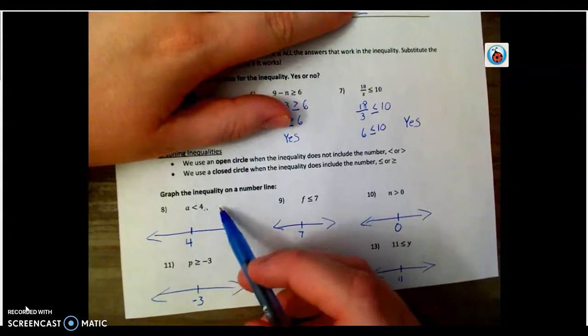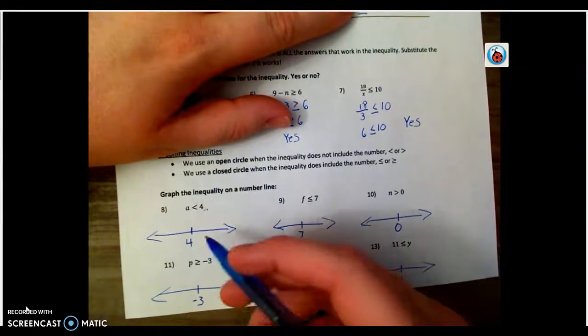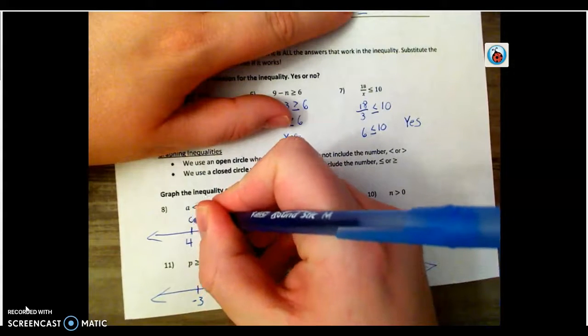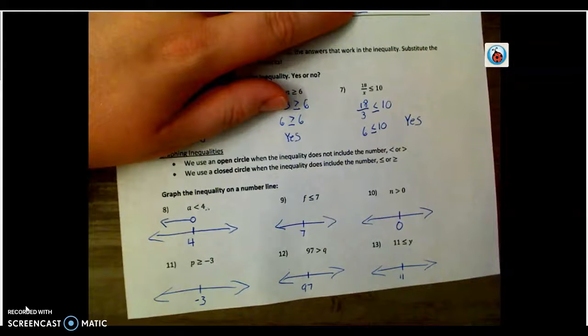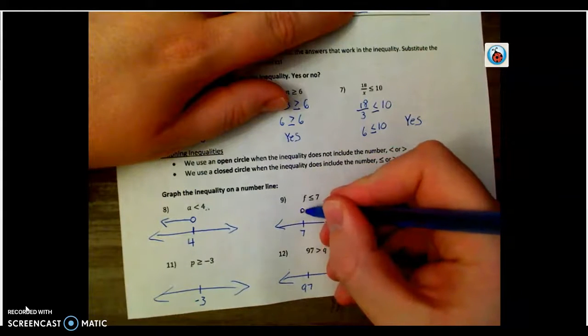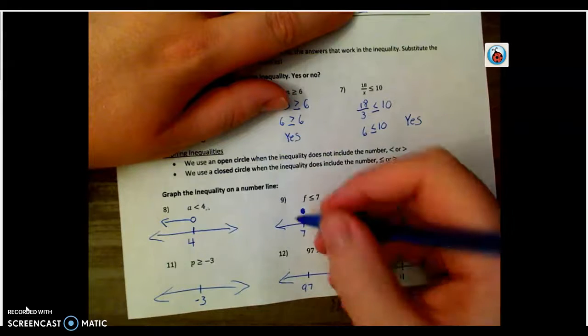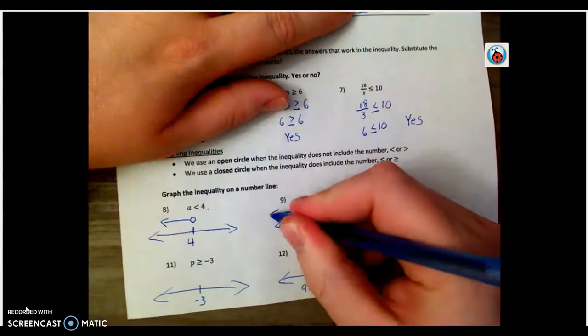A is less than 4, okay, meaning a has to be every number smaller than 4, but 4 is not included, so it's an open circle going to the left. Number 9, f is less than or equal to 7, which means we need a closed circle because the answer can be 7, and it's everything less than 7, so everything to the left.